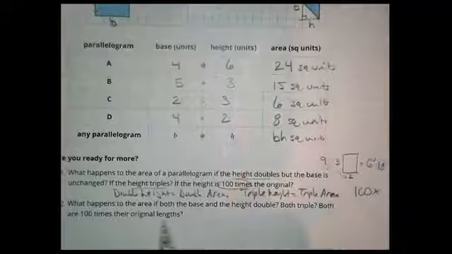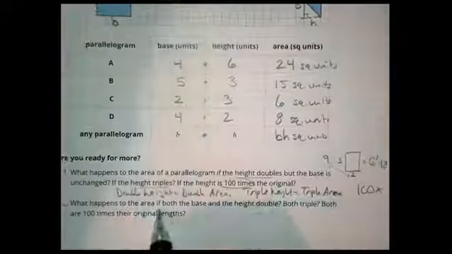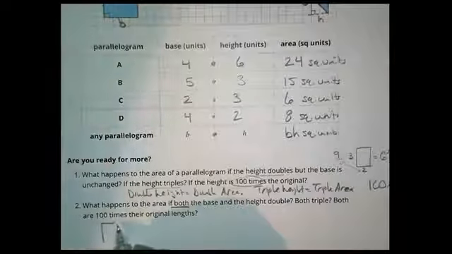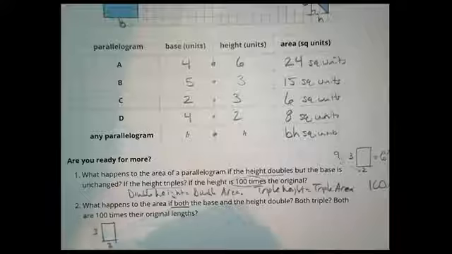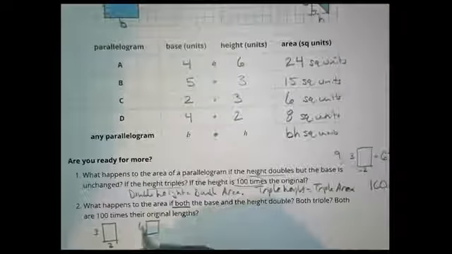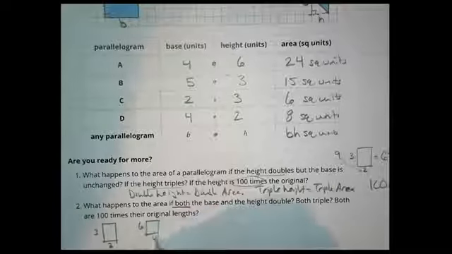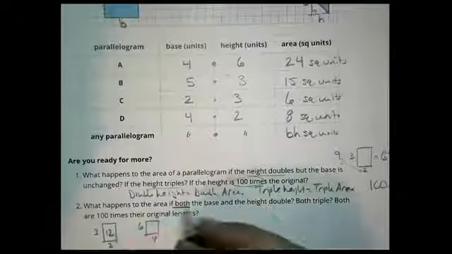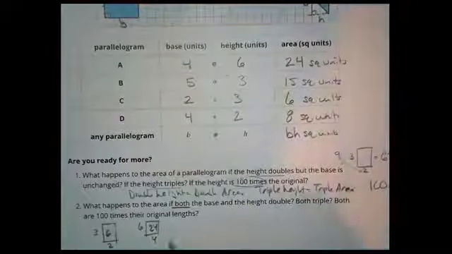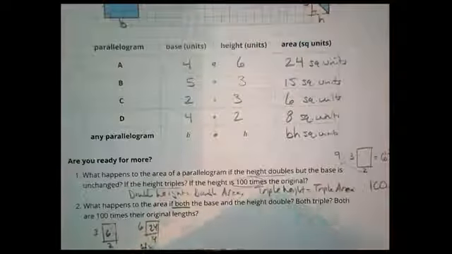Now, in the second question, it says, what happens to the area if both the base and the height double, if both triple? So let's look at our example. If we did, again, 3 and 2, and we doubled them up, then I would have not 3 and 2, I'd have 6 and 4. So instead of having an area of 6, I have an area of 24. So when I double both, I get 4 times as much.